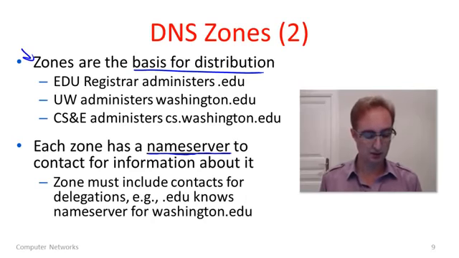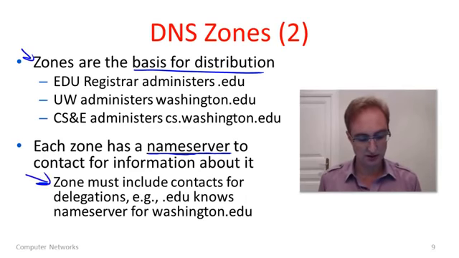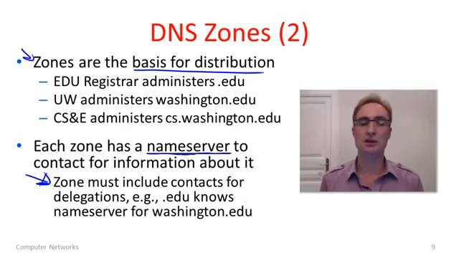Now for this to work, any zone needs to include contacts for delegations. So the zone washington.edu is going to need to include contact information for cs.washington.edu, simply so that if you contact it looking for information in there, it has a forward pointer to say, well, I don't know what's inside cs.washington.edu, but I do know who you should contact to ask.